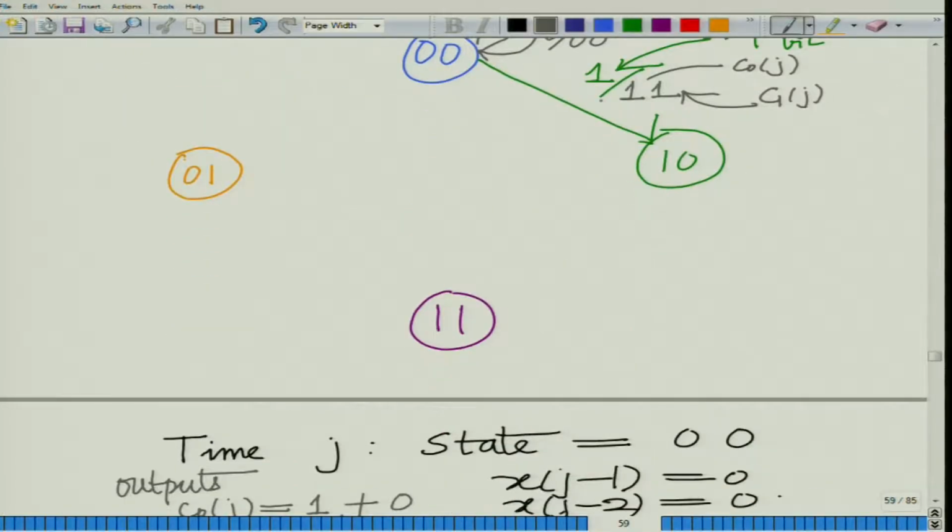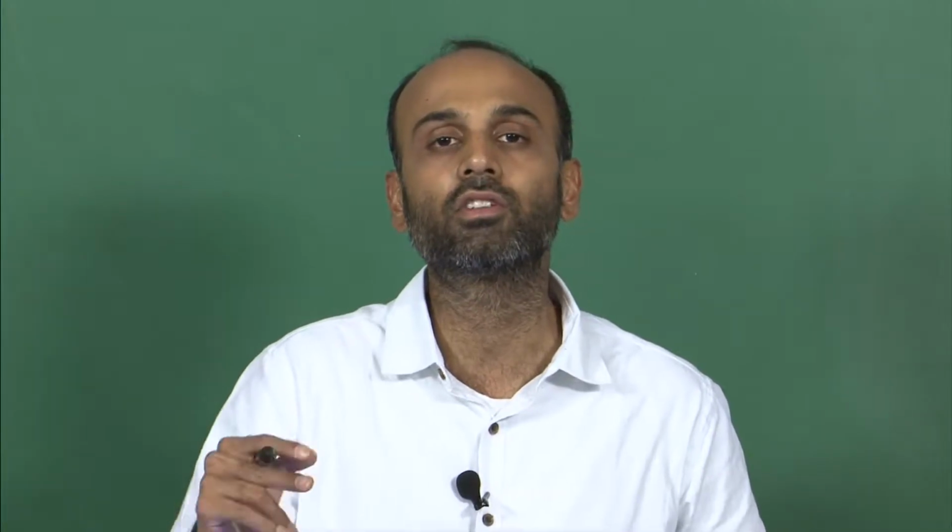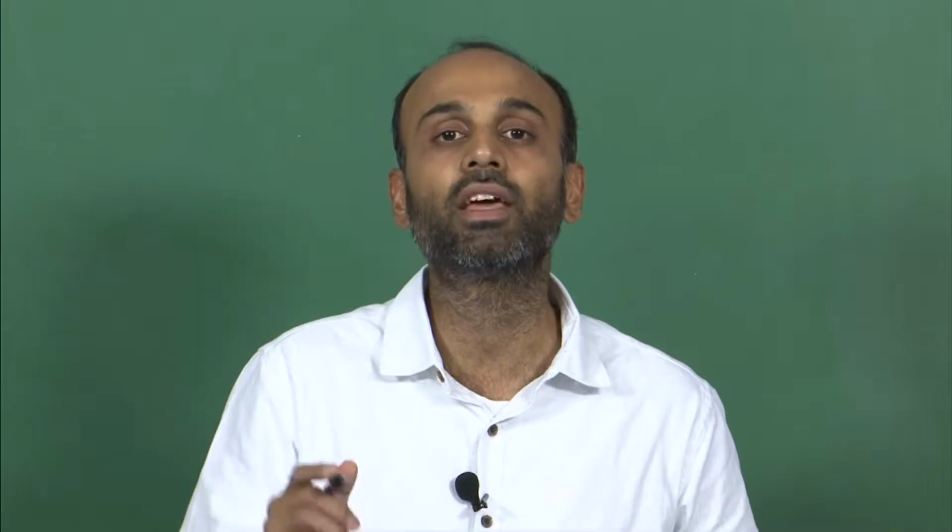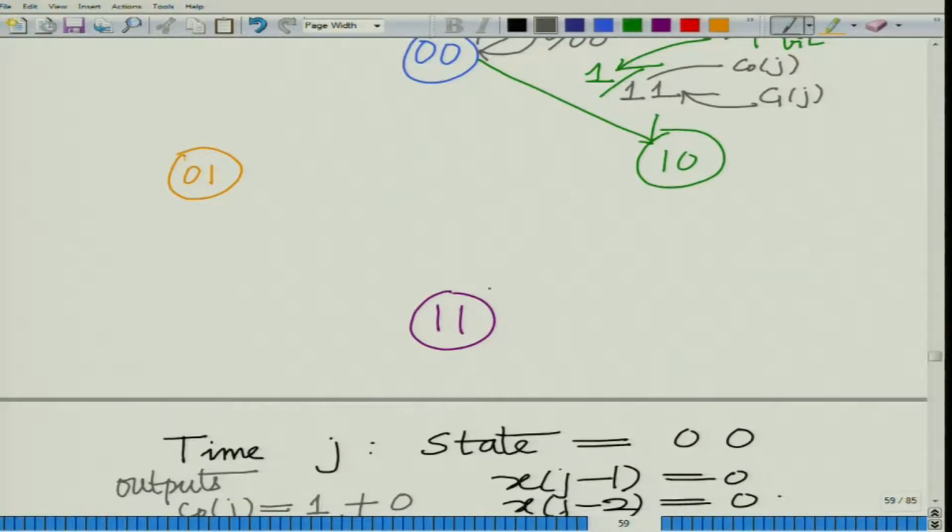Now let us come to the state 1 0. We have exhausted the possibilities for the state 0 0, because the input can either be 0 or 1. For 1, it transitions to 1 0, and for 0 it remains in the state 0 0. Now for state 1 0, xj minus 1 equal to 1, xj minus 2 equal to 0. Let us see what happens if a 1 arrives.